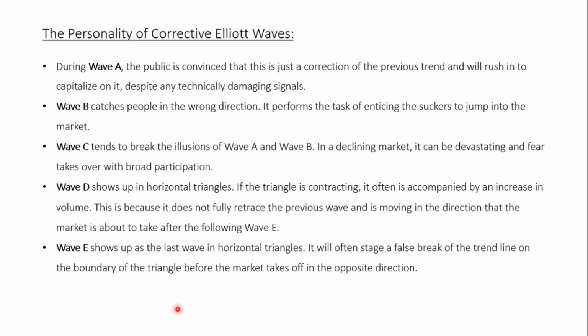Moving on to A, B, C, D, E corrective waves. And so A, B, C are what we typically see. And then the D and the E waves, you tend to see them in a triangle for a fourth wave. So we'll start off with a wave A. So characteristics, this is when the public is convinced that this is just a short-term correction. They rush in and they start trying to capitalize on the drop, despite the increasing technical damage signals that we're starting to see. Then you see the B wave start, where price starts to rally a little bit.